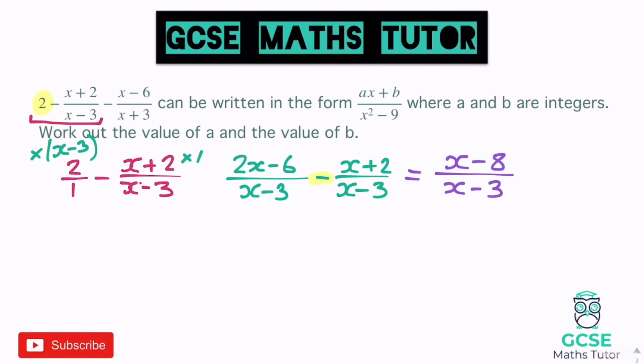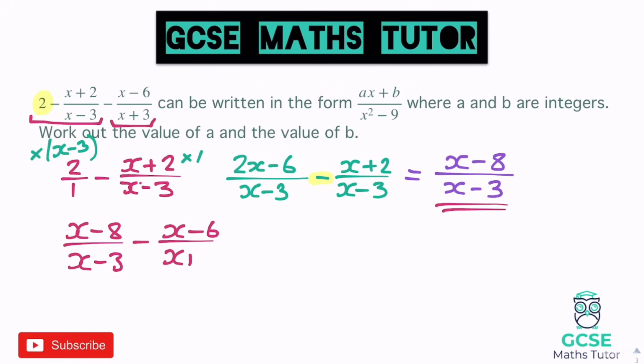Okay, so now that we've finished with our first 2 algebraic fractions there, we can start having a look at subtracting that third algebraic fraction that we have, the x minus 6 over the x plus 3. So if I rewrite this one over here, this x minus 8 over x minus 3, we've got x minus 8 all over x minus 3, and we're going to take away x minus 6 over x plus 3.